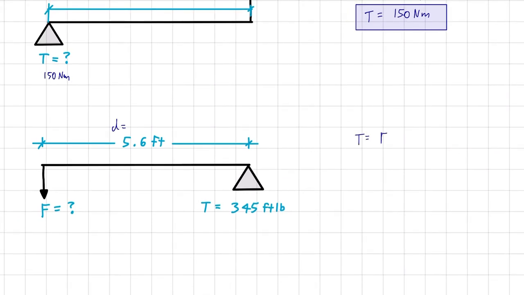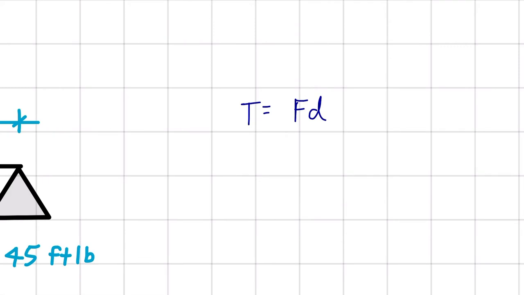So torque is equal to force times distance. And when we want to solve for force, that means we're going to have to bring our distance to the other side of the equation. Since it's a multiplication here, we're going to divide it on the other side. So torque divided by distance is equal to the force.